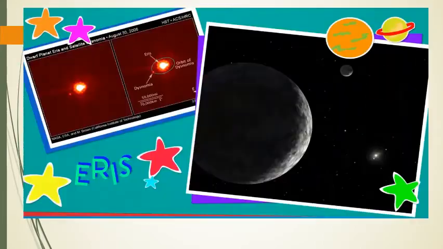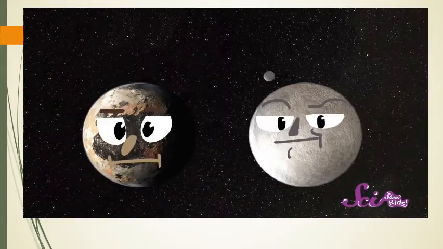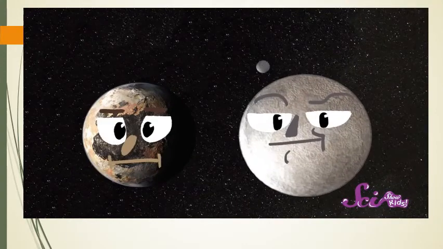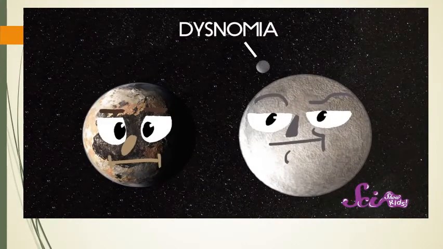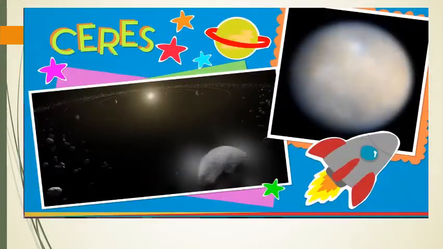Next up is Eris. Eris is the biggest dwarf planet in the solar system. It's just a little bit bigger than Pluto, and it even has its own tiny moon. And our last dwarf planet is a little closer to home, Ceres.